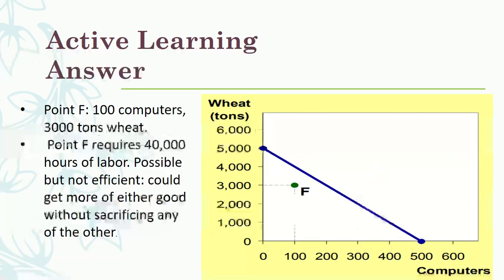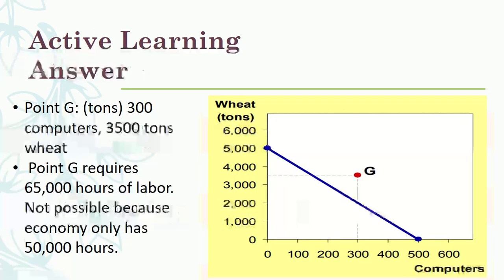look at point F. Point F is inside, and here point G is outside. Point F is possible but not efficient, and point G is not possible because it requires 65,000 labor hours, and that's not possible.